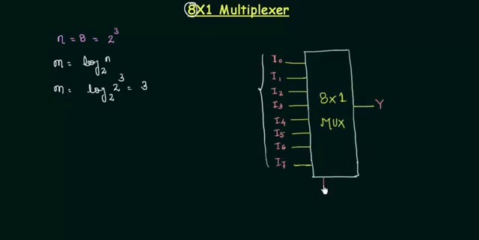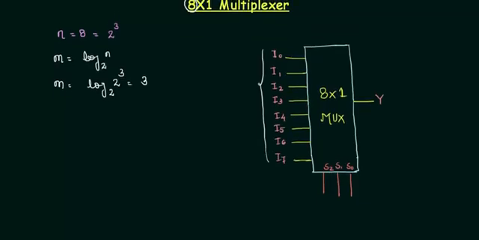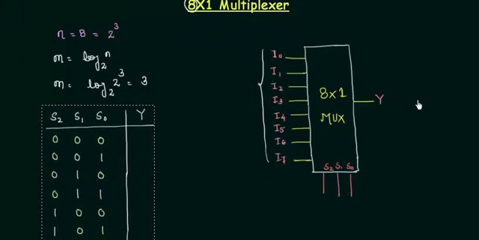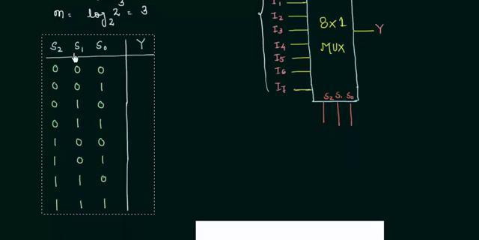So let's draw 3 select lines. This is your S0, this is your S1, this is your S2. Now the next step in 8x1 multiplexer is to form the table. I have already drawn the table, so let me paste it down. There are S2, S1 and S0, 3 select lines, and as there are 3 select lines, we are having 8 possible combinations. The next important thing is to determine the value of the output, or how it multiplexes depending upon S2, S1 and S0.